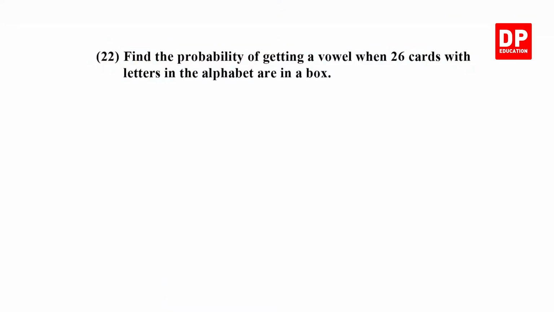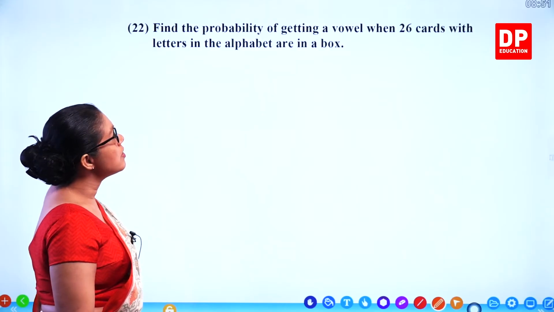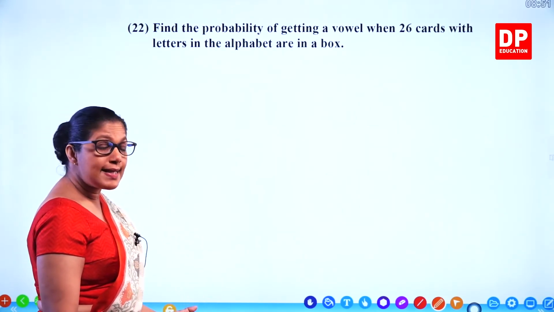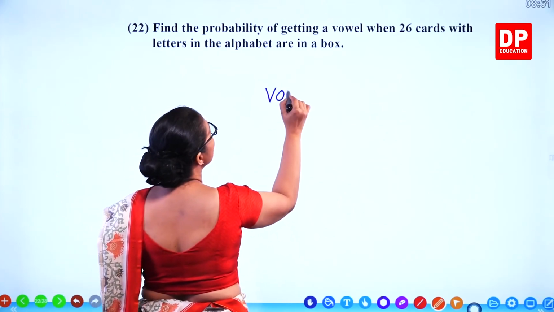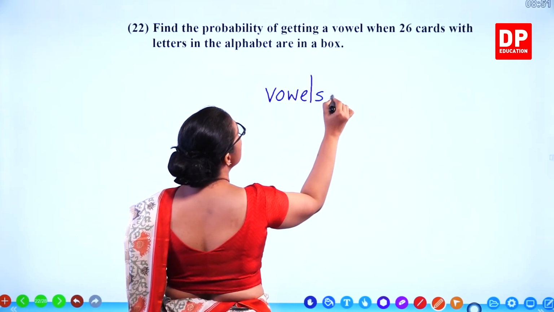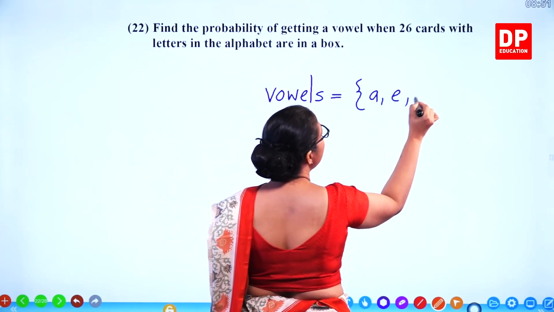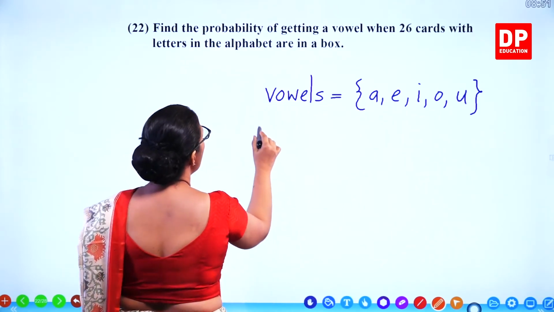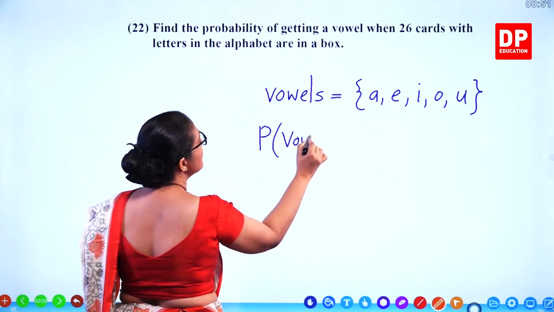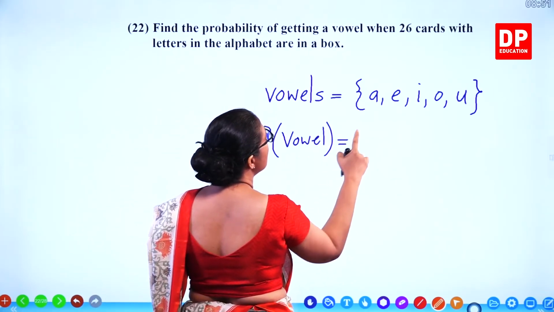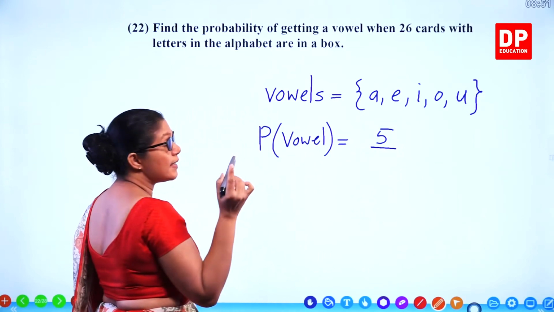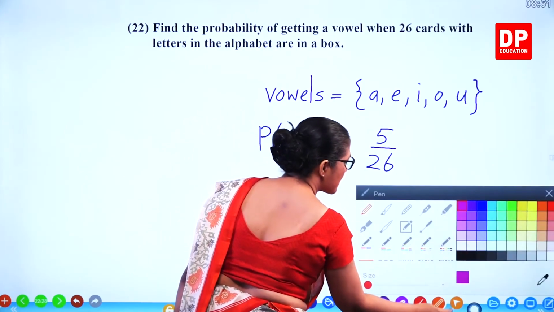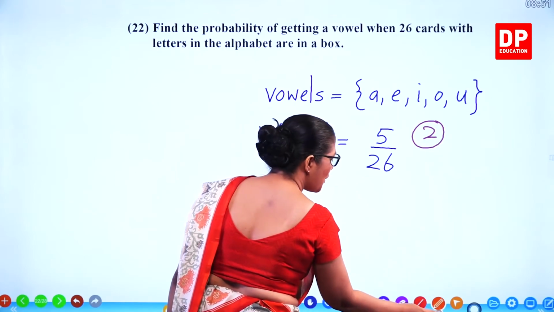Question number 22. Find the probability of getting a vowel when 26 cards with letters of the alphabet are given in the box. So 26 letters. What are the vowels in the English alphabet? Vowels we can take A, E, I, O, U. So 5 vowels are there. So the probability of getting a vowel is 5 out of altogether 26 cards. So that's 5 over 26. 2 marks for that.